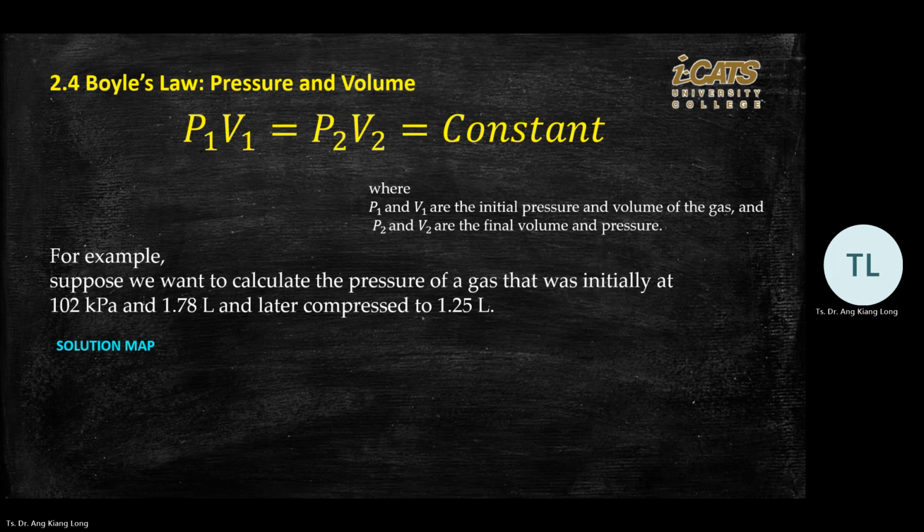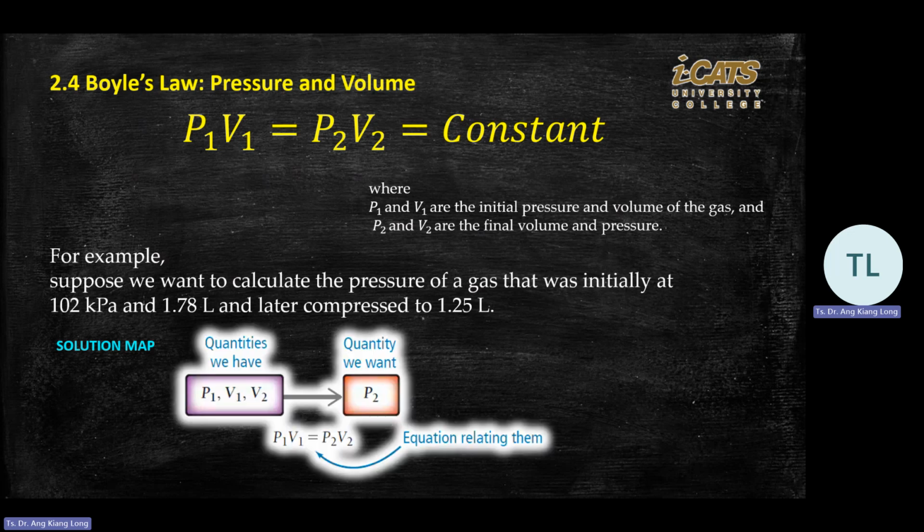Yeah. We deal with liter first. So we ask you to compress to 1.25 liter. So you're having a pressure and are asked to find another pressure. So you just substitute the values inside there. 102 kilopascal is P1, 1.78 is V1, 1.25 liter is V2. So there's only one parameter missing in the equation. Rearrange and you get the equation, yeah?